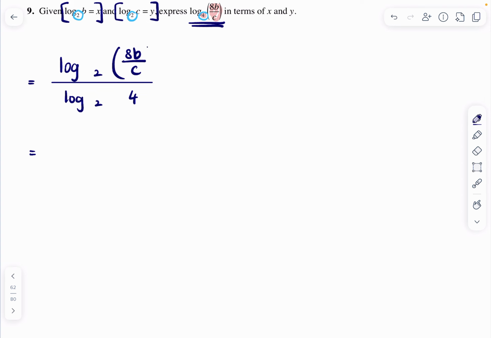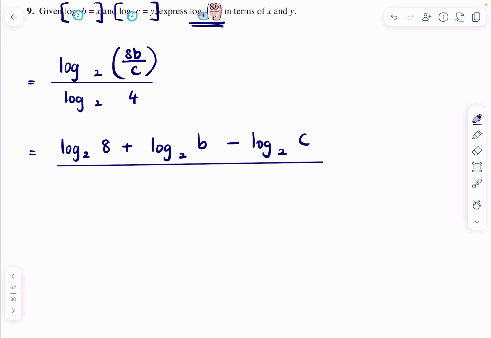Since this is 8 times b divided by c, times means it will become plus, divide means it will become minus. So we can say log base 2 of 8 plus log base 2 of b minus log base 2 of c. Okay, times become plus, divide become minus. And then down here we have log base 2 of 4. 4 is 2 squared.